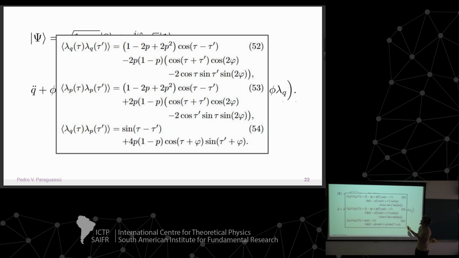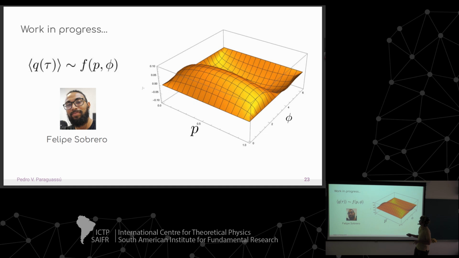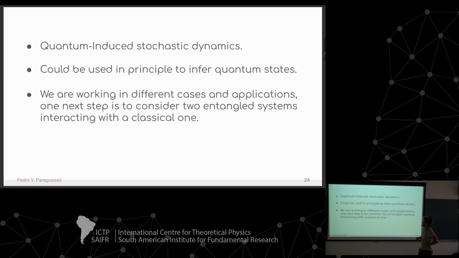But something interesting that already appears is that the average of my position is proportional to the driving force, and proportional to the p-value that determines the superposition in the Bloch sphere. So in principle, we are investigating this: we could infer the state of the qubit by measuring the mean of the position of the classical oscillator. This is, as I said, a work in progress. This guy here is doing all the calculations for us. He's from CBPF. And that's all that I wanted to talk about with you.